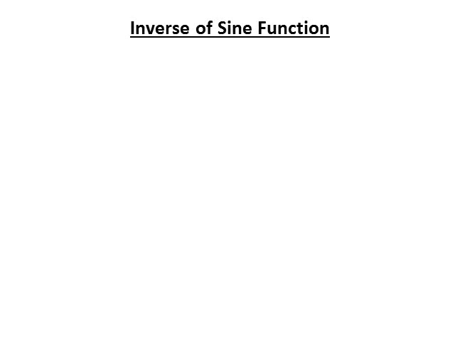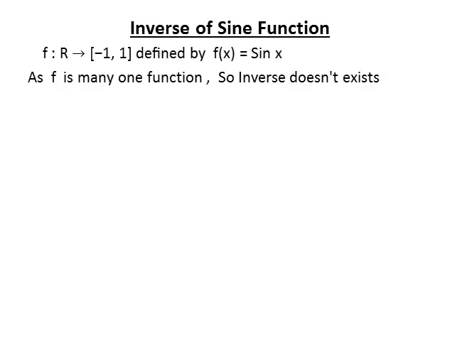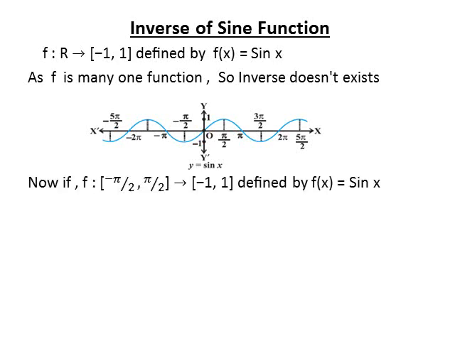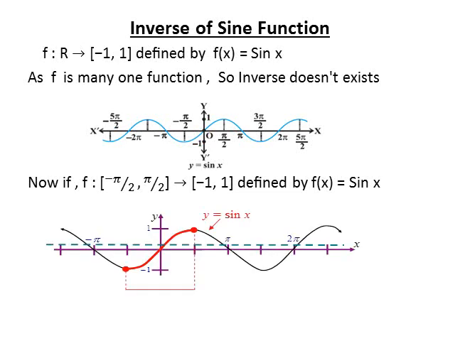As we know, domain of sine function is set R of all real numbers and its range is closed interval -1 to 1. Within this domain, sine function is not 1-1. We can observe it from graph also. Value of sine 0 and sine pi both are same, so it is not 1-1. So inverse does not exist. But if we take closed interval minus pi by 2 to pi by 2 as domain of this function, then within this interval it is 1-1.